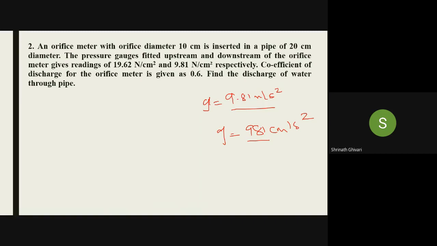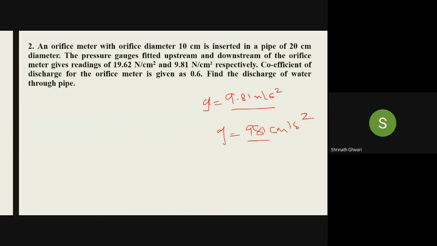The answer is 6817.24 cubic centimeter per second. Okay, convert that into liters per second. 6.817. Good, the answer is correct. 6.817 liters per second is the answer.